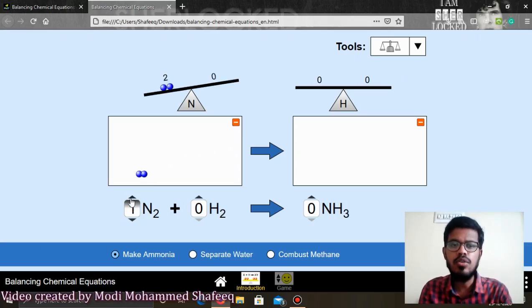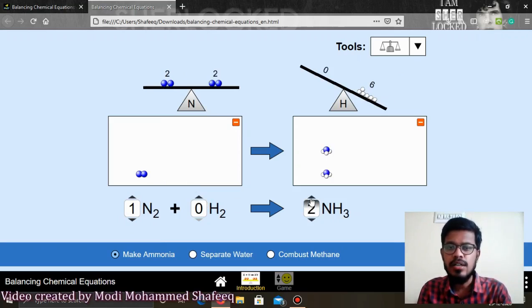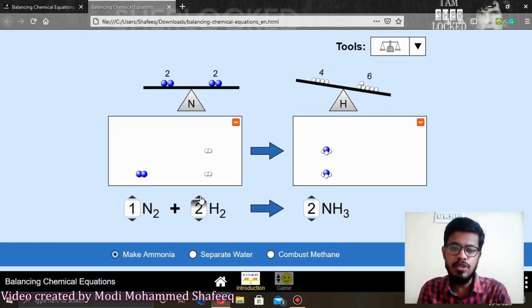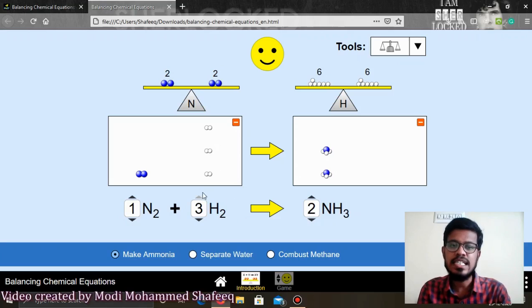So you can see here now 2 atoms of nitrogen are present. Now here also 2 atoms of nitrogen are required, so you increase it. Now nitrogen is balanced on the left hand side, but hydrogen is unbalanced, because there are 6 hydrogen, 2 times 3 is 6. So what I have to do to make it 6, you need to add 3 here. So if you add 3, 3 twos are 6.